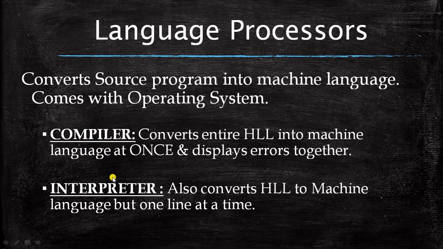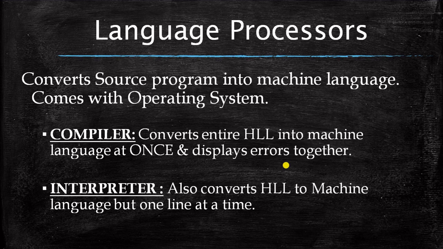Now the difference between these two is that the compiler does the conversion at once, converts the entire high level program into machine language at once and displays errors together. Suppose you have written 10 lines of a program, it will convert these 10 lines into machine language, and if there is any error, it will show you that there are some errors, please correct them. And what will the interpreter do? The interpreter will do the same thing, but one line at a time.